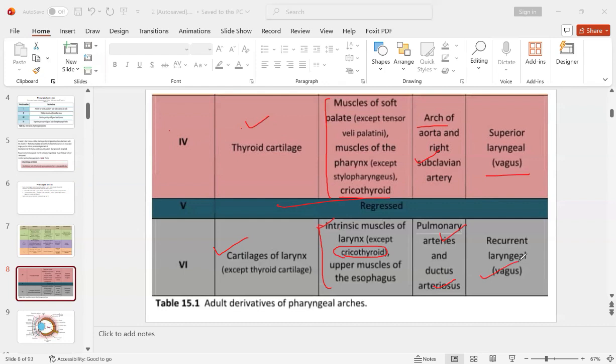So this was today's lecture. In the next lecture, we will be discussing the pharyngeal membranes and the pharyngeal grooves.